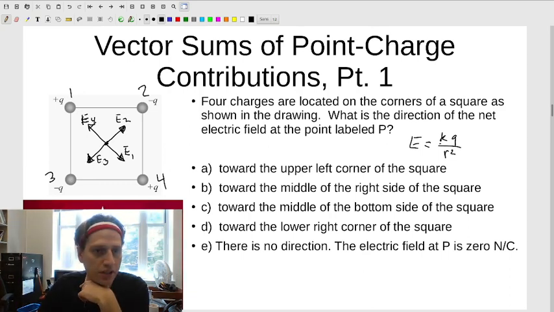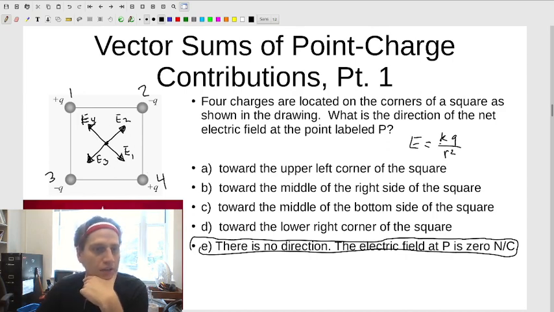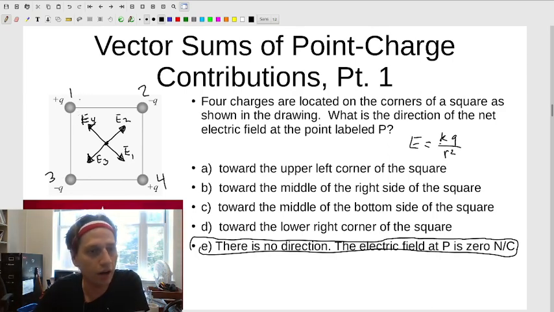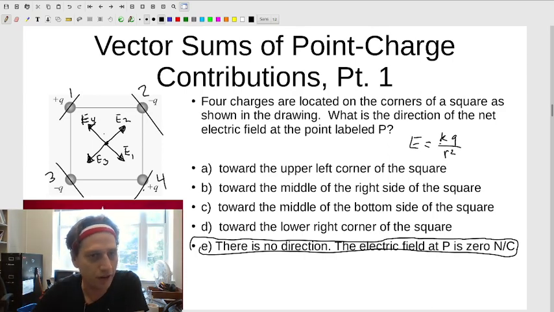So I hope you can see that these are all going to cancel out. There's no direction. The electric field at point P is 0 newtons per coulomb. And it's because E4 is opposite the direction of E1 and has the same magnitude. So these two cancel, and those two also cancel. And you'll remember we did a problem earlier this week where I was just cavalierly crossing these off if they had the same magnitude of charge and were equidistant from a point.